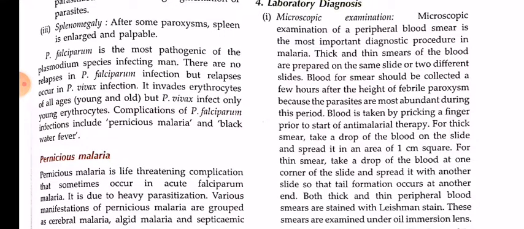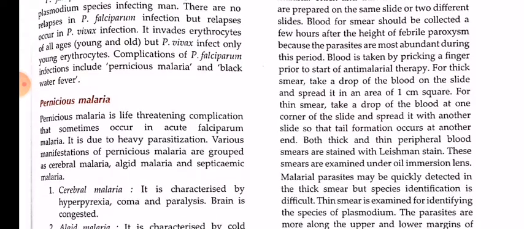Plasmodium falciparum is the most pathogenic of the Plasmodium species infecting man. There are no relapses in Plasmodium falciparum infections, but relapses occur in Plasmodium vivax infection. It invades erythrocytes of all ages, young and old, but Plasmodium vivax infects only young erythrocytes. Complications of Plasmodium falciparum infections include pernicious malaria and black water fever.